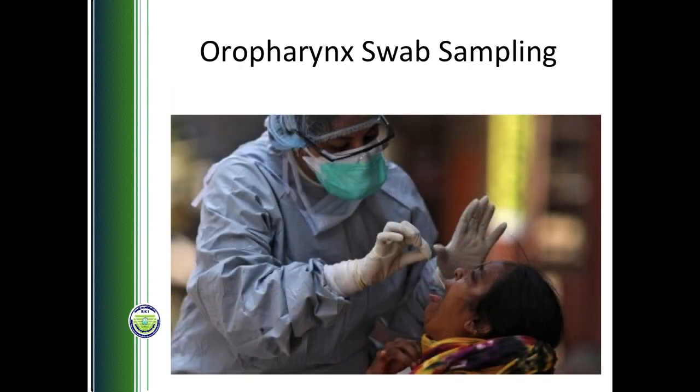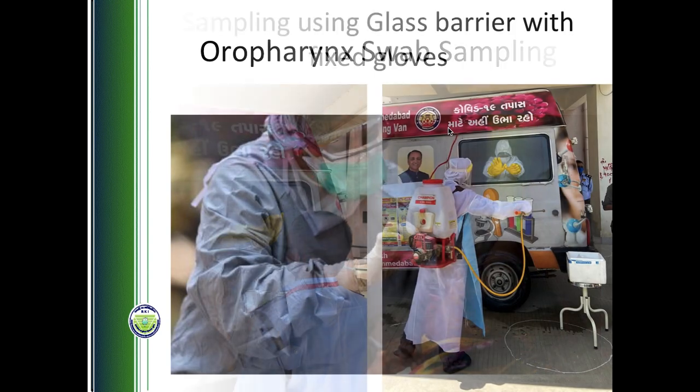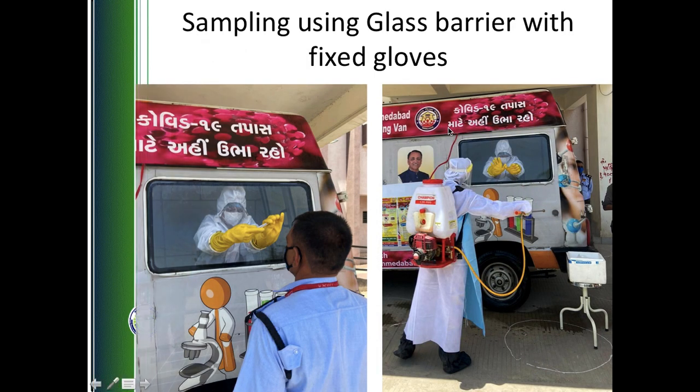The person who is collecting the sample, because you are dealing with a virus, a patient is a potential source of the virus. The person who is collecting the specimen should have all the personal protective equipment, PPE, including gloves, a PPE suit, an N95 mask, and goggles. In some cases, safety is increased by having a glass barrier between the person who is collecting the sample and the patient.